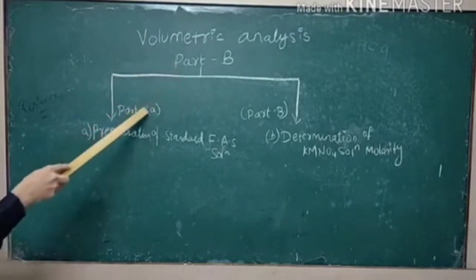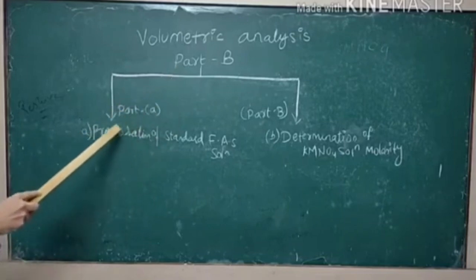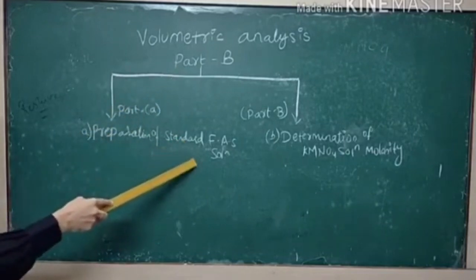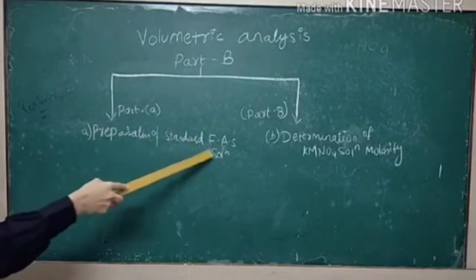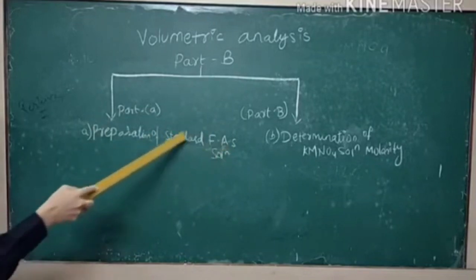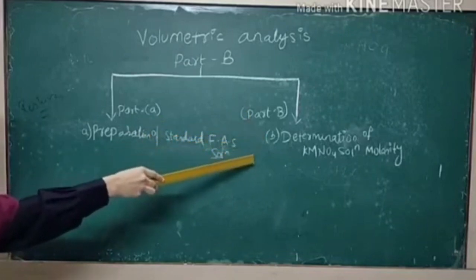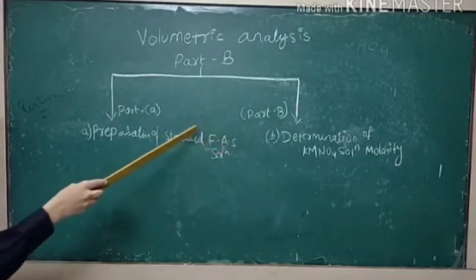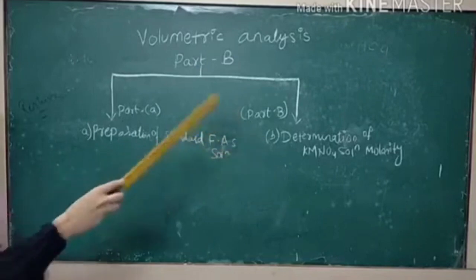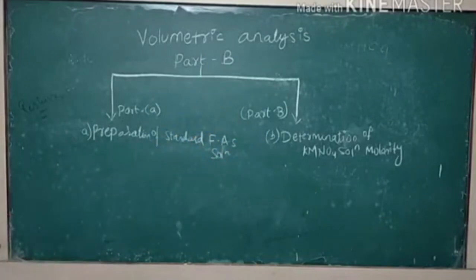Part B में दो section divided हैं. This is part A, preparation of standard FAS solution. इसमें हमें standard FAS, the ferrous ammonium sulfate, इसका preparation करना है. Then part B is determination of KMnO4 solution molarity. जो भी हम इसे prepare करेंगे, इसका हमको उसका titration करना है.